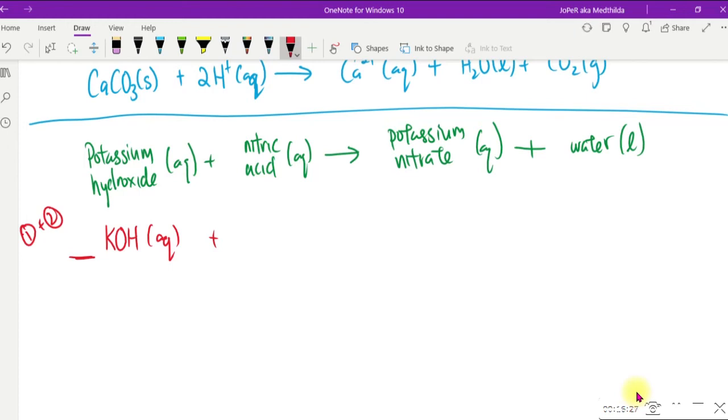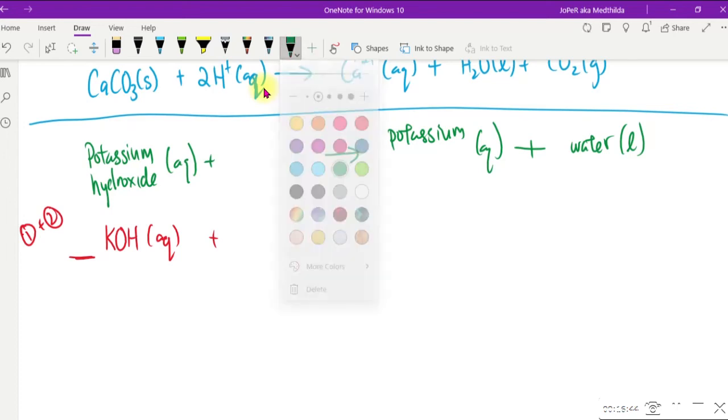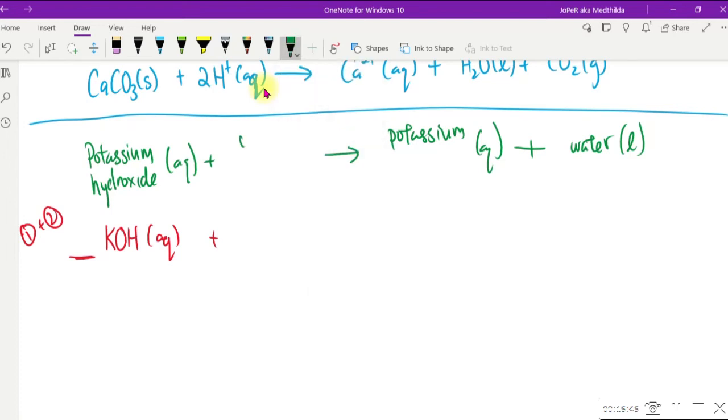Nitric acid. Okay, maybe let me change the equation a little bit. I don't like this nitric acid over here. I want to change it. Let's make this a little bit more complex, a little bit more difficult, since anyway, it's going to be the last example I'm going to do in this video. Instead of nitric acid, I want to change it.